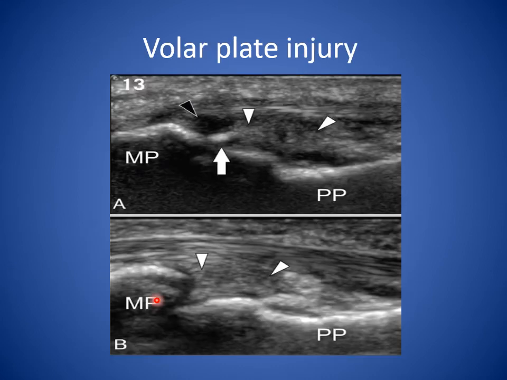We may also see a volar plate injury. This is the appearance of a normal echogenic volar plate. And this is an example of an avulsed volar plate with the fluid seen beneath it and around it.